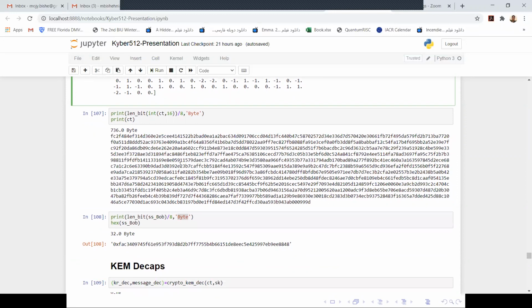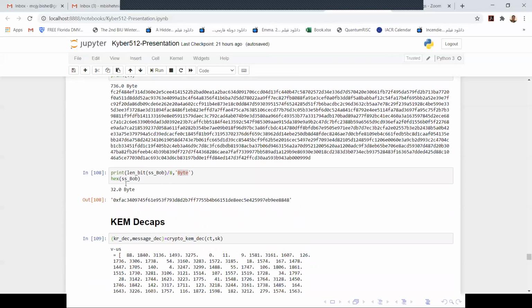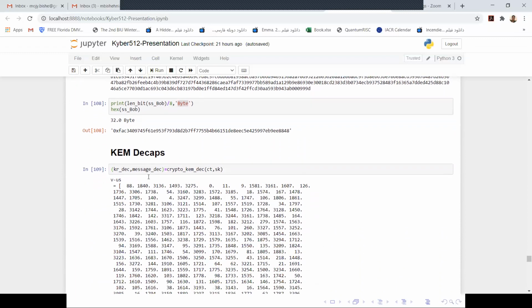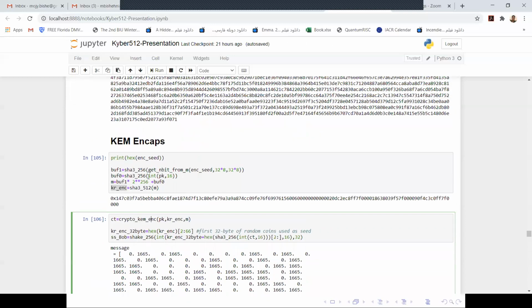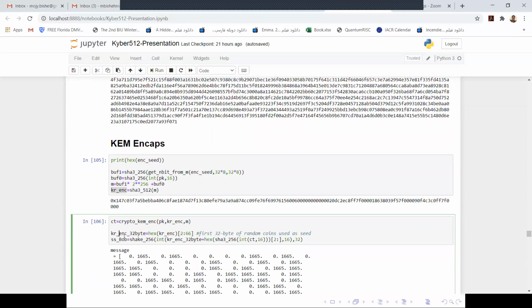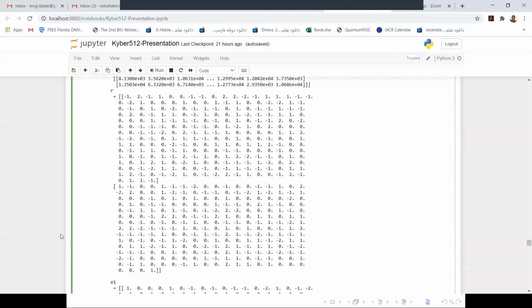And again, using the FO transform, he computes the shared secret key, which is 32 bytes. They use SHAKE-256 and SHA3-256 for computing the shared secret key. Bob uses these two hash functions.